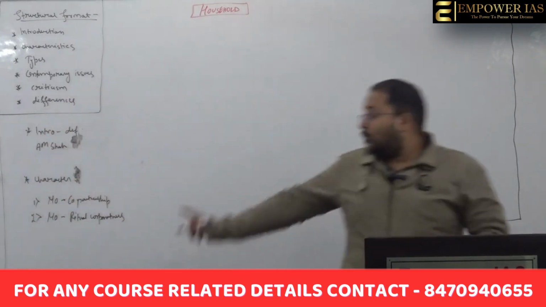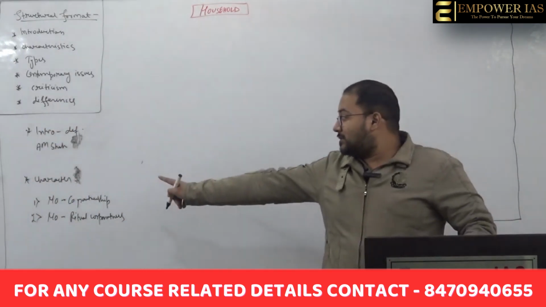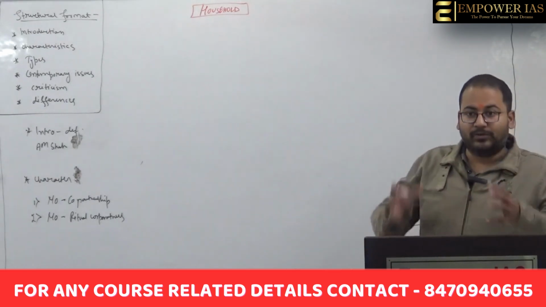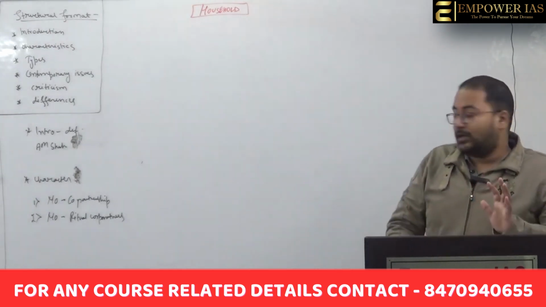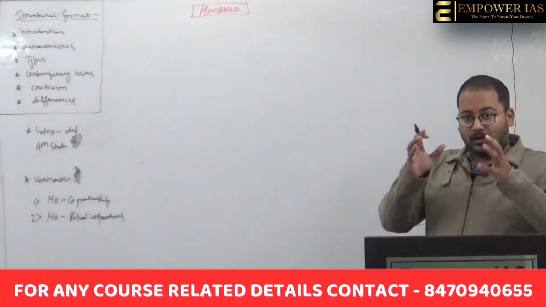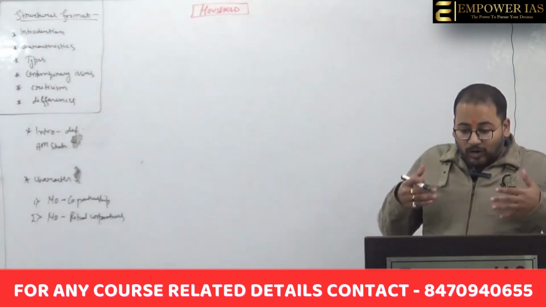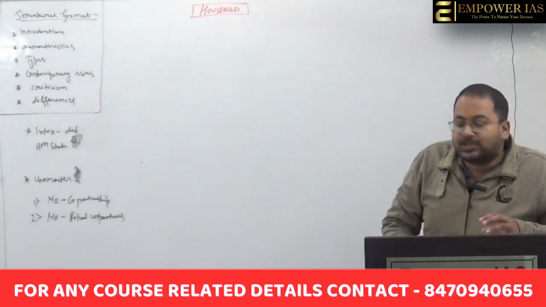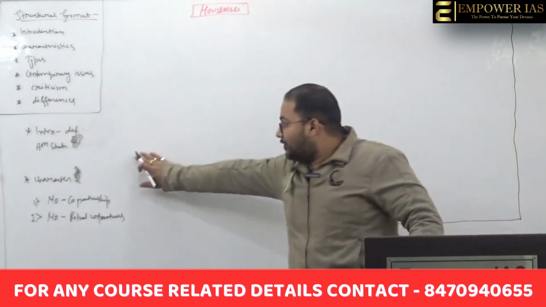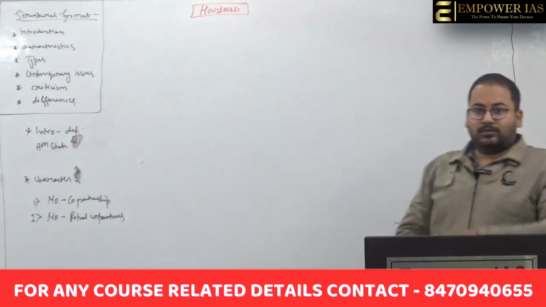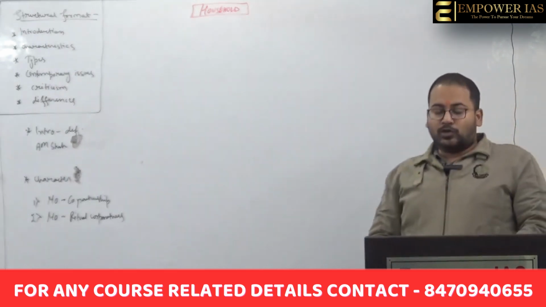Is it clear? What should be the characteristics and features in this? He discussed no co-partnership, meaning there is no sharing of property between the members residing in a particular area or under a single roof. And second, no ritual corporateness, meaning they are not bound ritually towards each other. So he gave the definition, the characteristics and features, and then he gave the types of household.